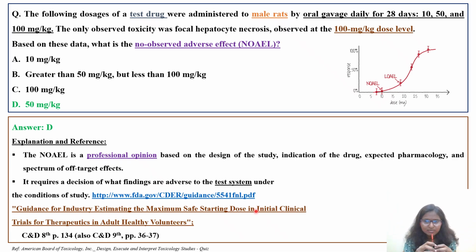So you will take an animal study, you will get a NOAEL. That NOAEL, you will take and derive the HED, human equivalent dose. That HED will be your starting dose for your phase 1 trial, the first dose in human volunteers.